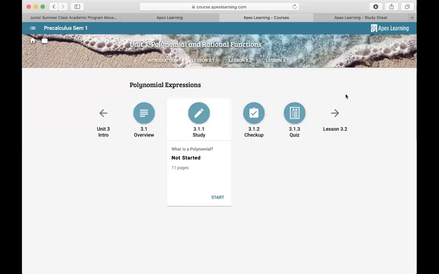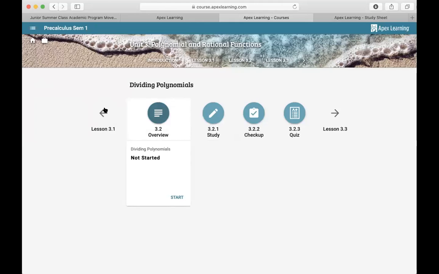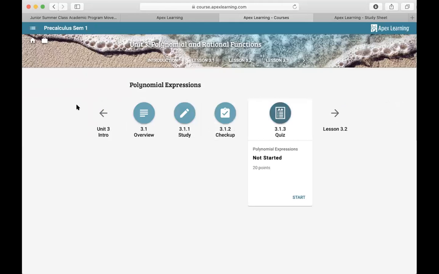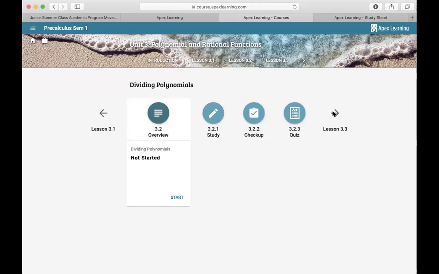All right, so now going into lesson 3.2 here. Okay, so we went from understanding just what polynomials mean in general, what are those expressions, and some basic introduction type material. Now we're gonna look at how do we actually divide polynomials.